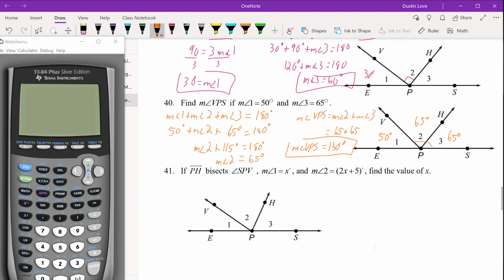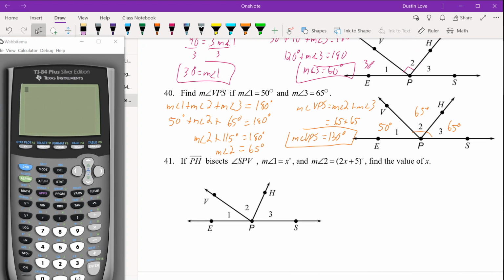All right, now down to 41. If ray PH bisects angle SPV, when it says it bisects, I know that these two angles are congruent. And the measure of angle 1 equals x degrees. Let's write that in. The measure of angle 2 is 2x plus 5 degrees. Find the value of x.